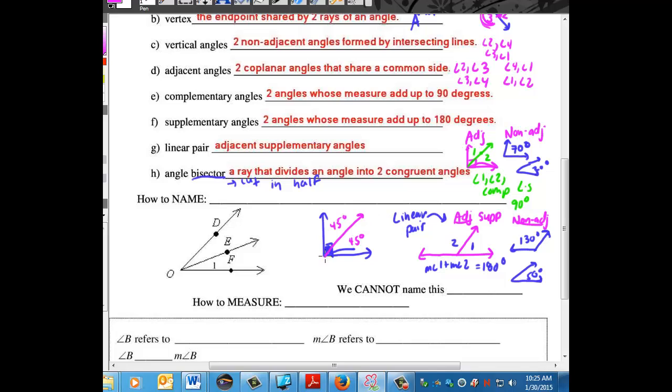And so let's give this ray a name. Let's call it ray AB. And I can say that ray AB is an angle bisector.